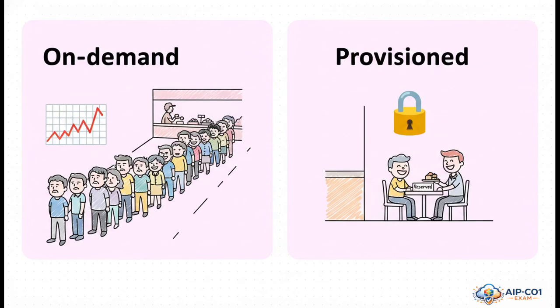On-demand is basically pay-as-you-go. It's perfect when you're just starting out and your traffic is all over the place. But once you have a steady, predictable workload, you can reserve capacity ahead of time with something called provisioned throughput. This guarantees your performance and usually ends up being cheaper at scale. It's like having a reserved table at the food court instead of just hoping there's a spot.